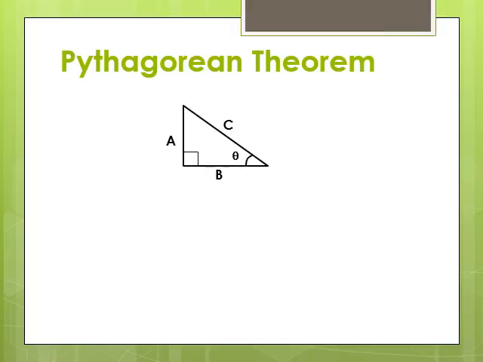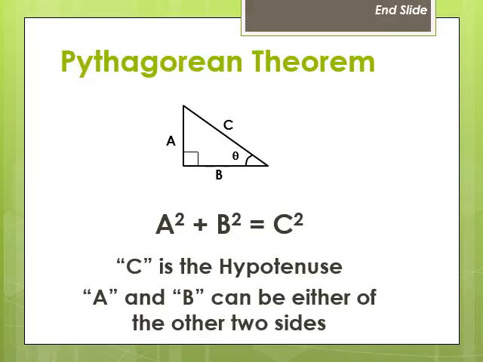Also, we're going to use the Pythagorean theorem. We have a squared plus b squared equals c squared. For the Pythagorean theorem, it doesn't matter which side you identify as a or b. These can be switched and you still get the same answer, but c always has to be the hypotenuse. So a and b could be either of the two legs, but c always has to be the hypotenuse.